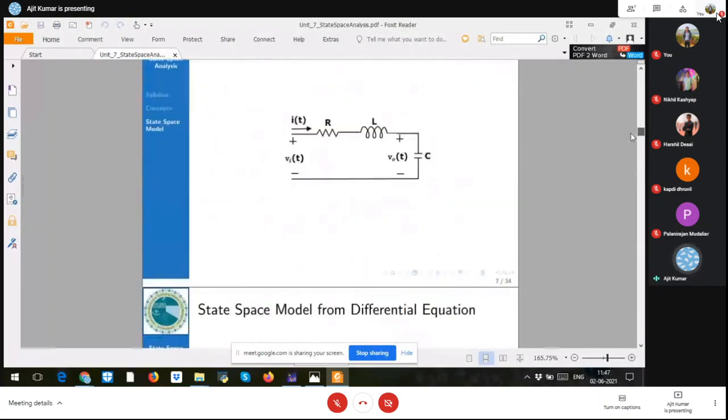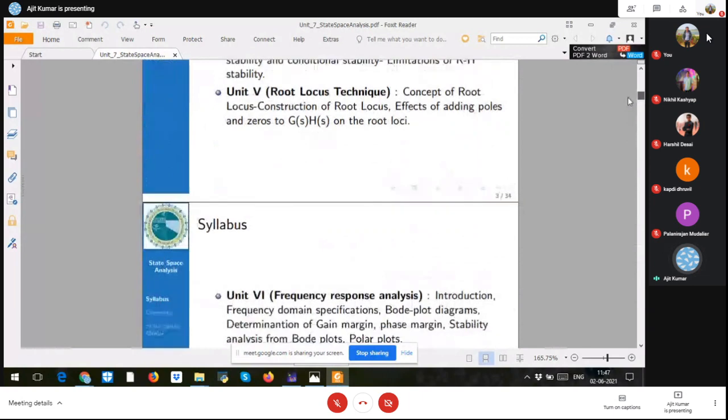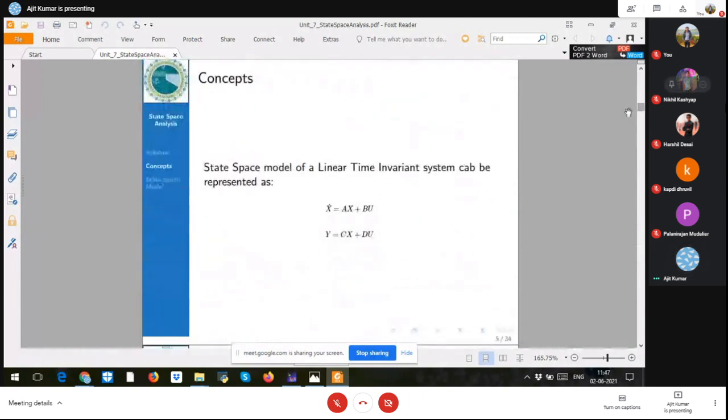चलो फिर से क्विकली रिवाइज करते हैं हम लोगों ने क्या क्या किया है, then we will start. So in this unit, we are talking about a different modeling approach. Earlier we studied differential equation based model and transfer function based model. Now we are trying to learn state space based model. In the state space model, we have the equations x dot equals Ax plus Bu and y equals Cx plus Du.